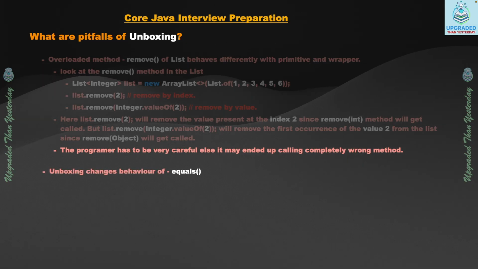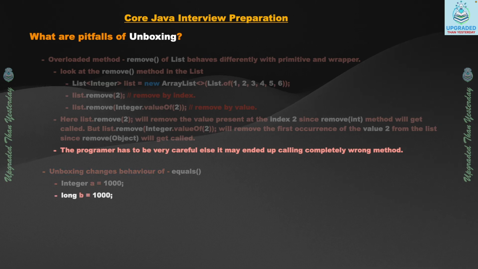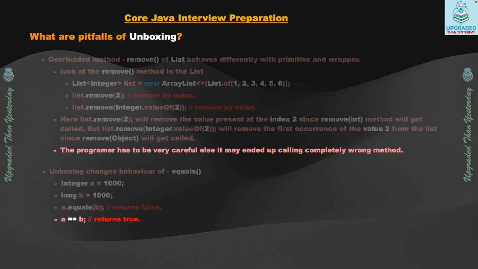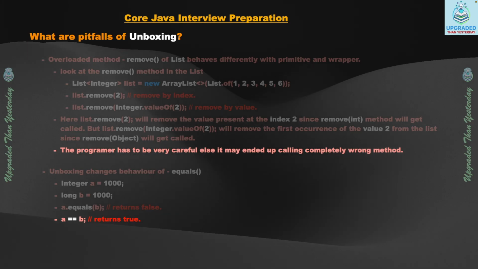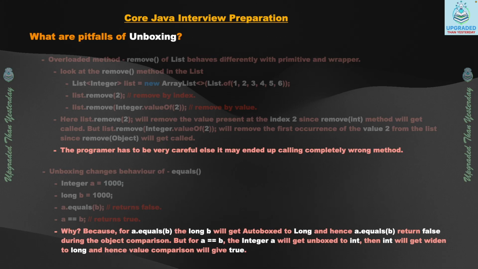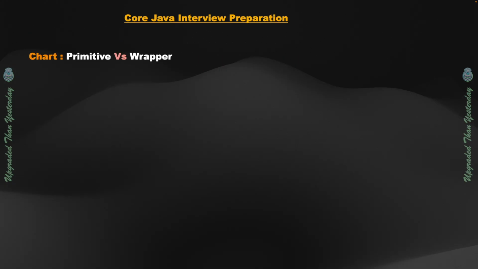Fourth pitfall. Unboxing changes behavior of equals method. Look at the example. The integer wrapper variable A is assigned with a value 1000 and also the primitive long variable B is assigned with a value 1000. When both are compared using equals method, it returns false, but when the same is compared using equals to operator, it prints true. This is because for equals method, primitive long value is autoboxed to wrapper type long and hence it returns false during object comparison.